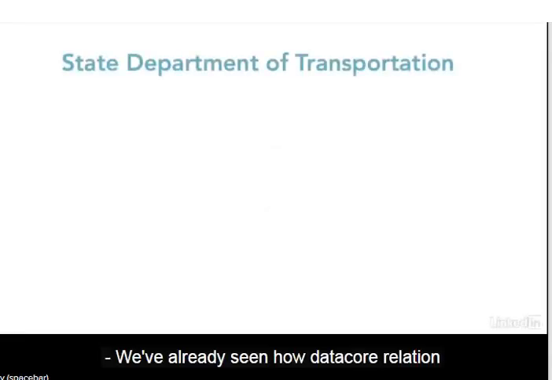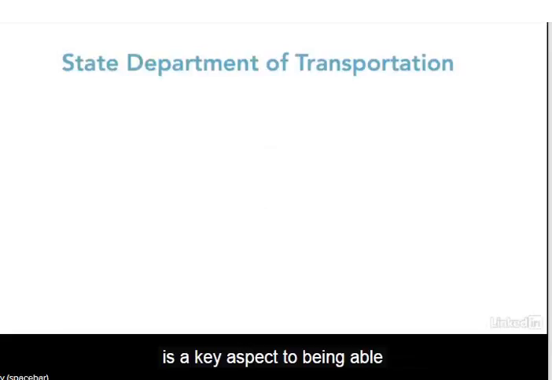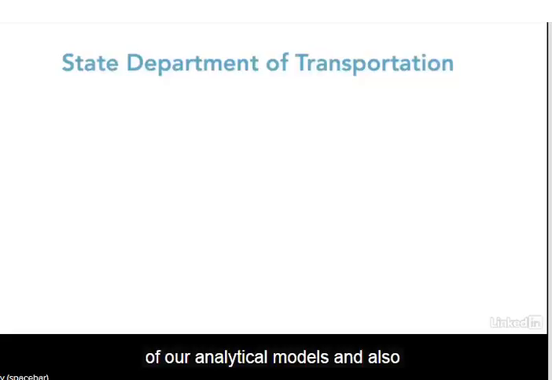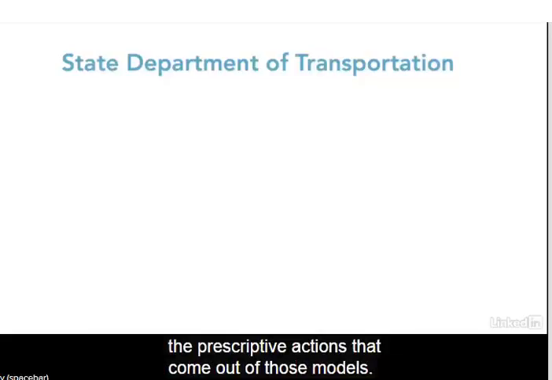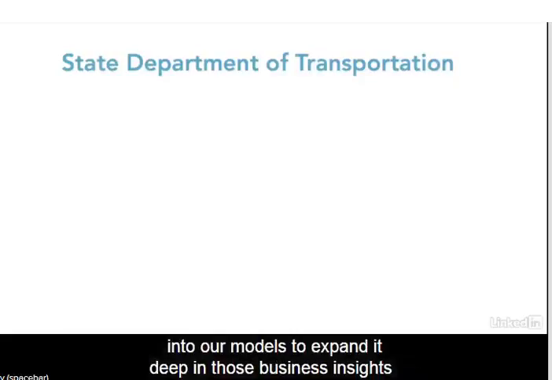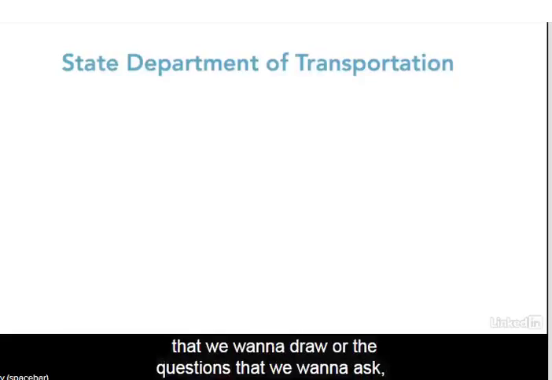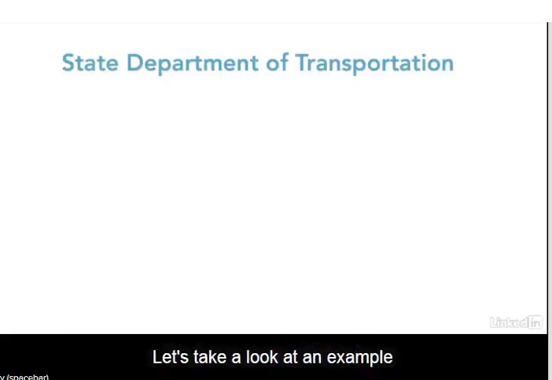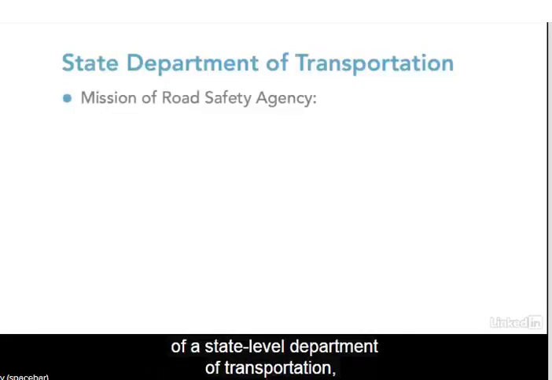We've already seen how data correlation is a key aspect to being able to progressively enrich the business impact of our analytical models and also the prescriptive actions that come out of those models. We also saw that in some cases, we may need to bring additional data into our models to expand and deepen those business insights that we want to draw or the questions that we want to ask, and then have our analytical systems answer.